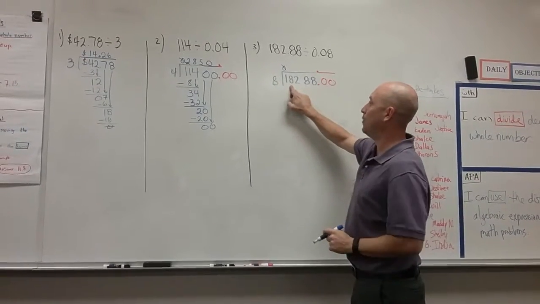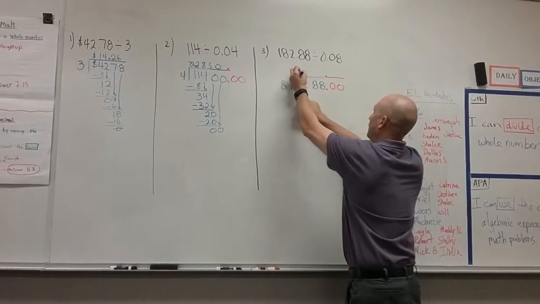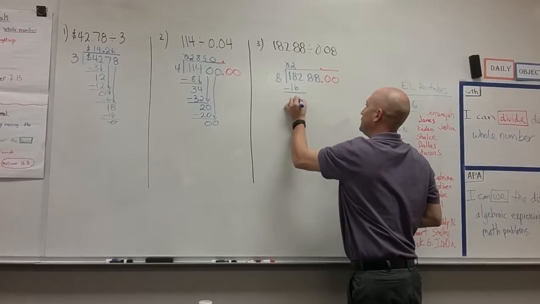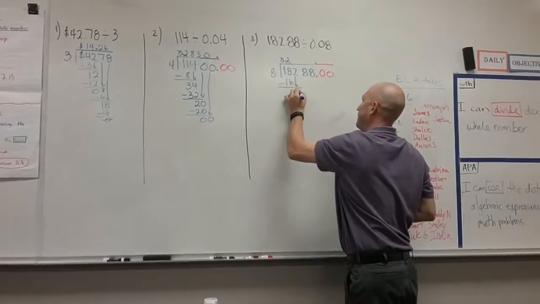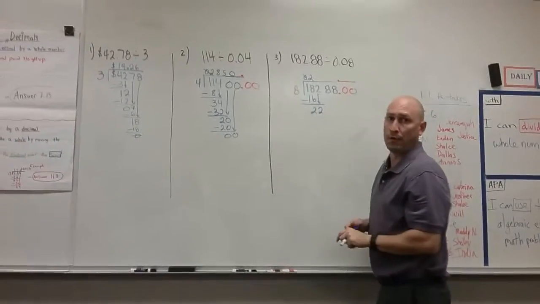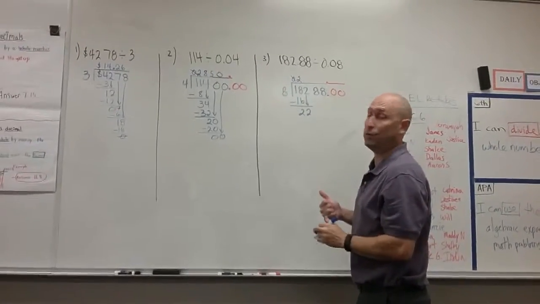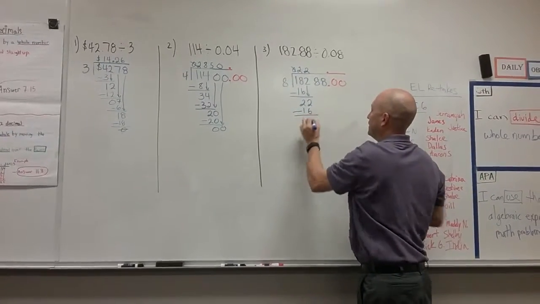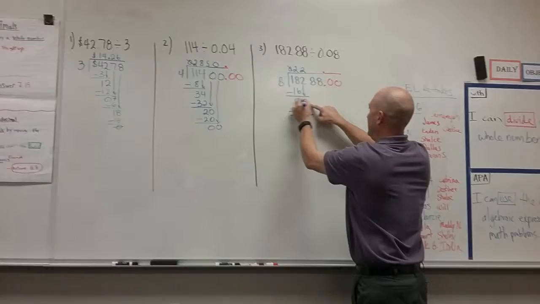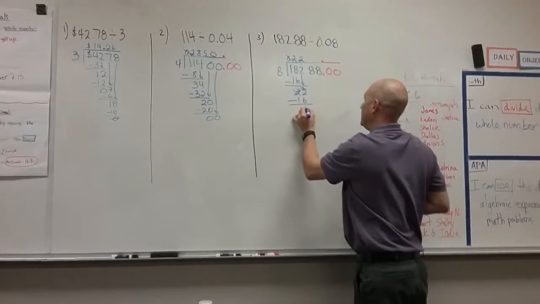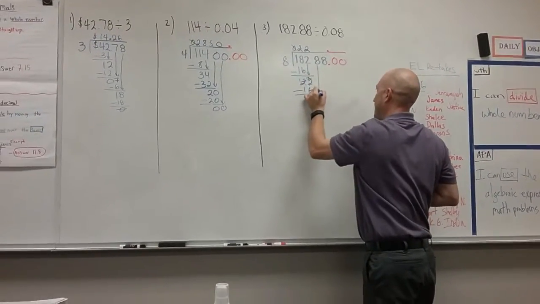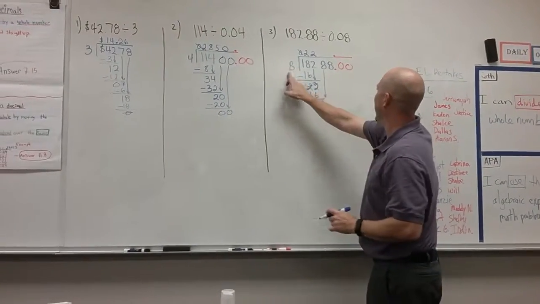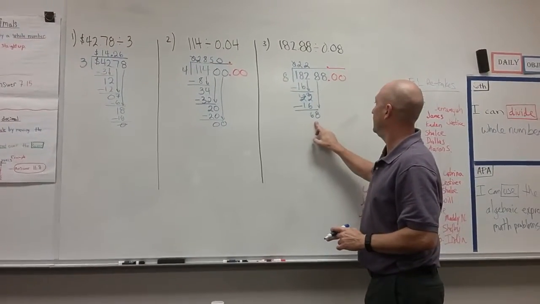Now how many 8s go into 18? I think it's 2. 2 times 8 is 16. I have 2 left over. Bring down my 2. How many 8s go into 22? I think it's 2. 2 times 8 is 16. And 22 take away 16 is going to be 6. Now how many 8s go into 68?